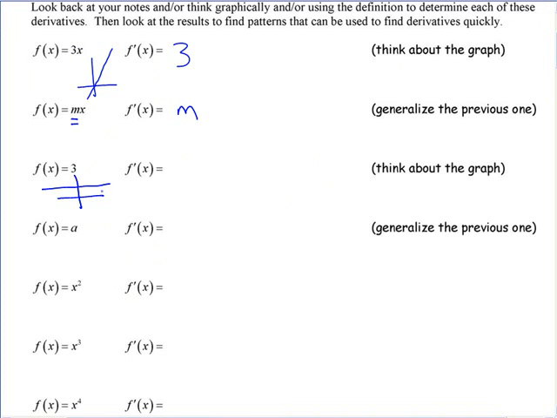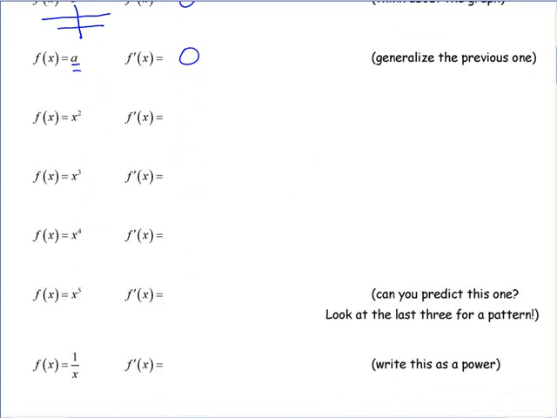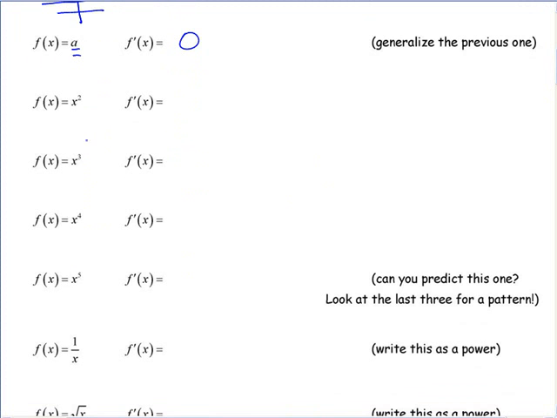If you have a horizontal line, f of x equals 3, what's the slope there? It's 0, right? Any number, in general again, slope is still 0. The other ones you either looked back at when we had done them before, or you used the definition right now, but you come up with this is 2x, this is 3x squared.